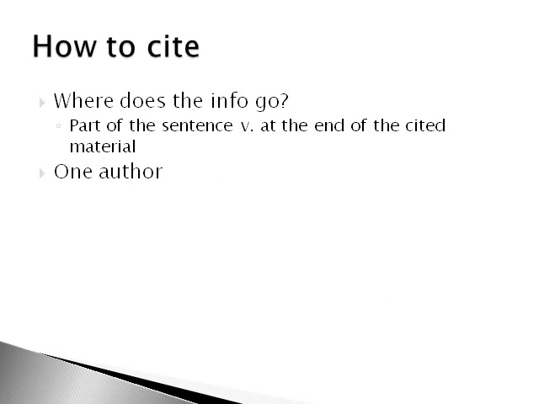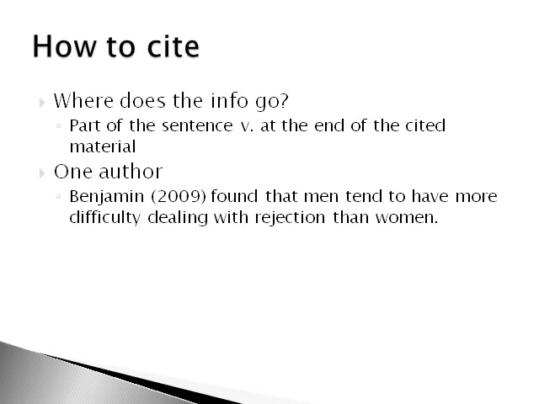Now, for the examples, there'll be some slight differences in how you cite things depending on the number of authors. Start with the simplest, when there's one author. Here's an example of a paraphrase. Author's last name is Benjamin. Work was published in 2009. So we have Benjamin found that men tend to have more difficulty dealing with rejection than women. There's no page number here. There are no quotation marks because it's a paraphrase. The words were changed sufficiently. The sentence structure changed sufficiently not to need quoting.